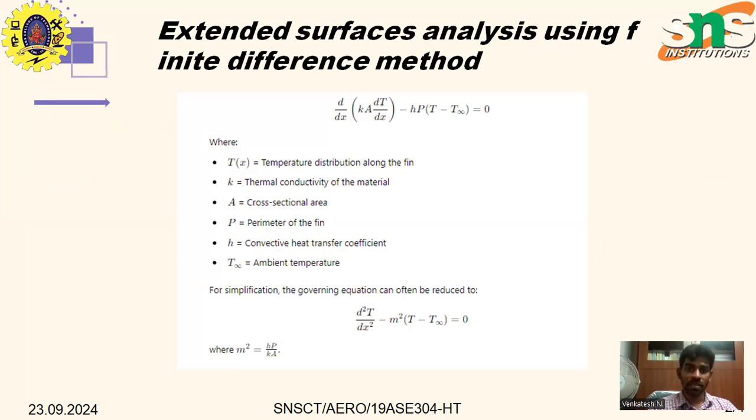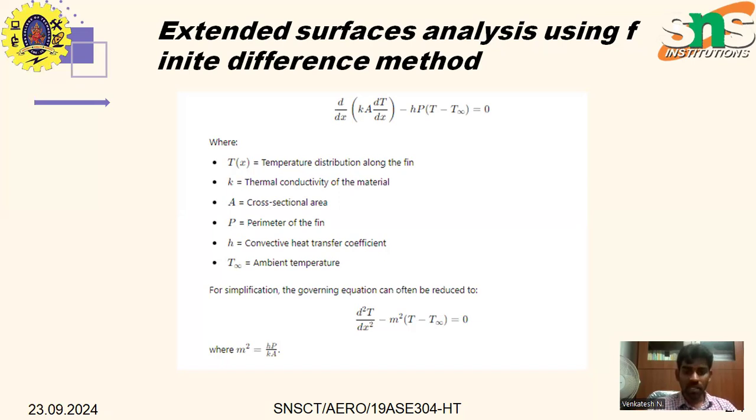It is d/dx of (kA dT/dx) minus hP(T minus T infinity) equal to 0, where T(x) is the temperature distribution along the fin, k is the thermal conductivity of the material, A is the cross-sectional area, P is the perimeter of the fin, h is the convective heat transfer coefficient, and T infinity is the ambient temperature.